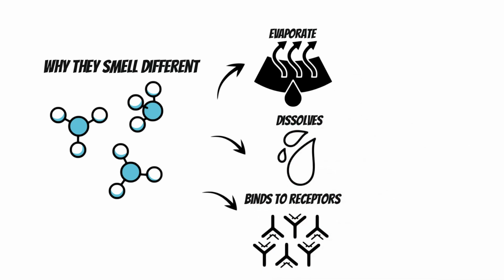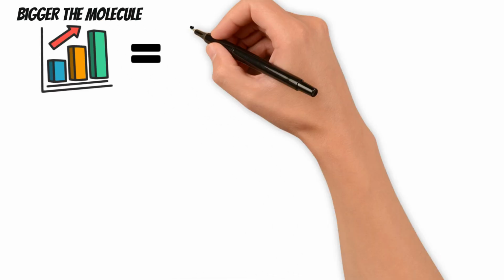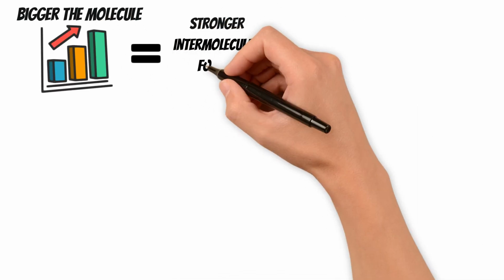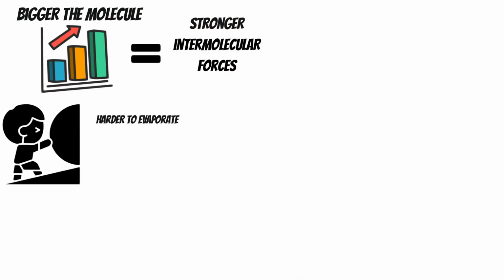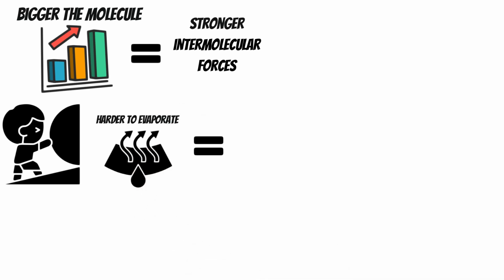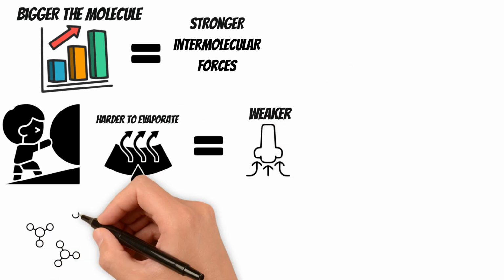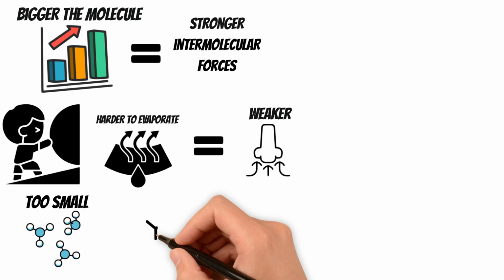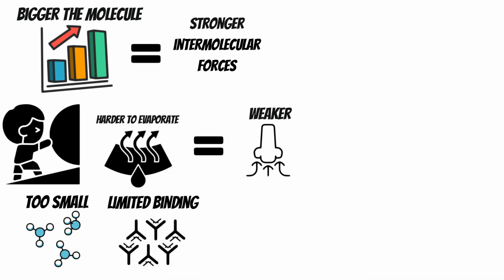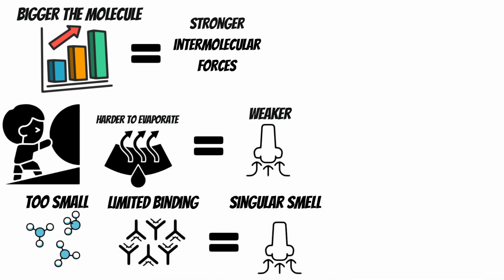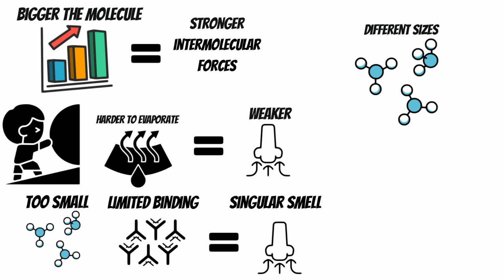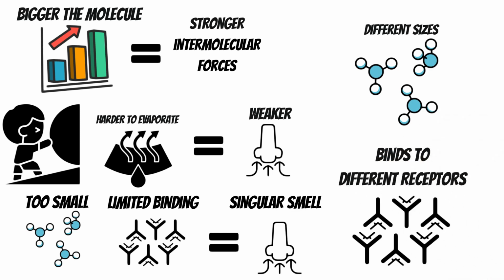One important factor is molecular size. As molecules become larger, London dispersion forces become stronger, making them less volatile and therefore less likely to evaporate. On the other hand, very small molecules may not interact strongly enough with receptors. Molecular size also affects the shape of the molecule, changing how it fits into receptor binding sites.